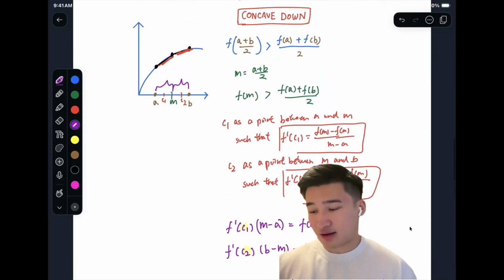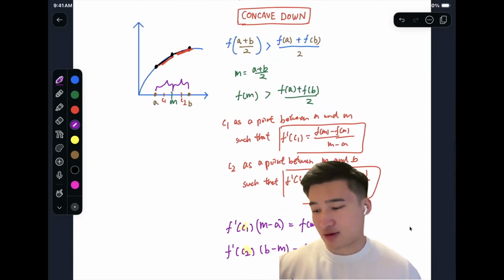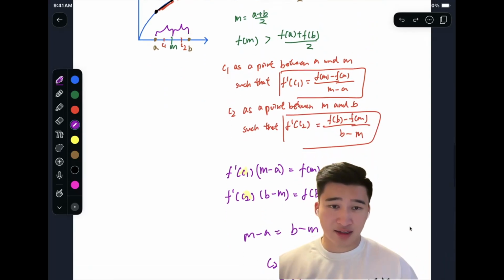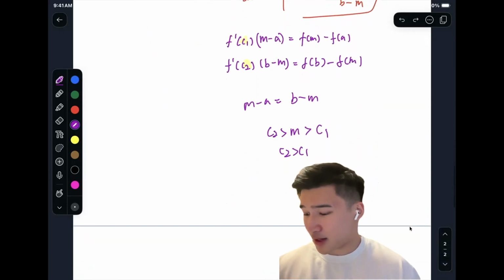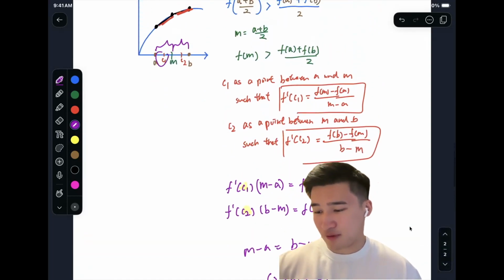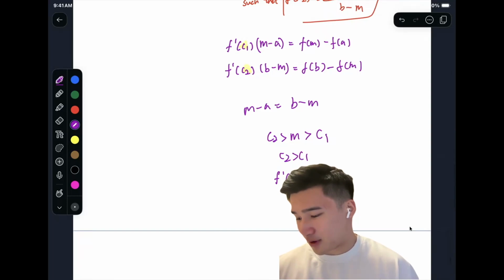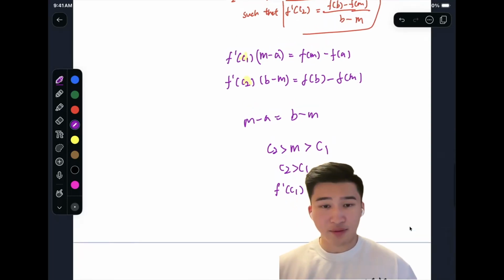Because this is a concave down curve, as we progress, we can see that the slope just kind of levels off. In other words, the slope is becoming less and less positive, so it's decreasing. Because C1 is somewhere here, before C2, the slope there is going to be larger than f prime of C2.